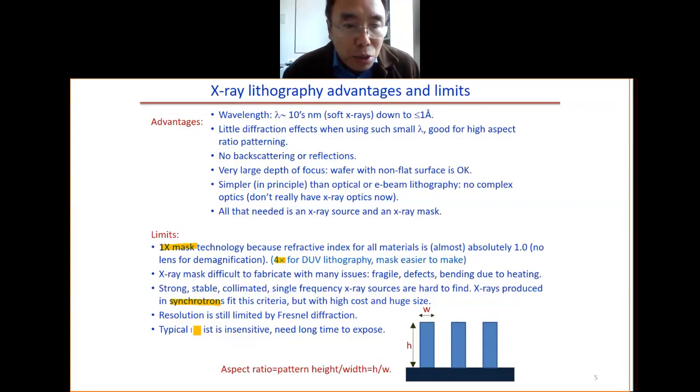Lastly, the resist is not sensitive. Normally, we need a very long time to expose. For example, we may need a few hours to expose one wafer. But we know that for the DUV lithography, the throughput is 100 or even 200 wafers per hour. But here, it's like 1 wafer per hour, very, very slow. As a result, this one, X-ray lithography, is not used for the IC high volume manufacturing.